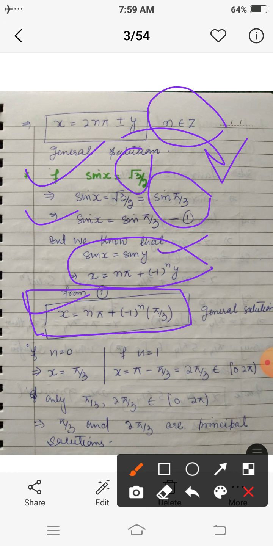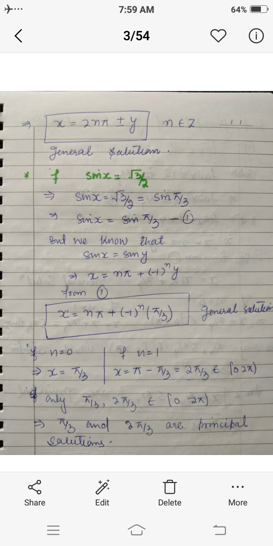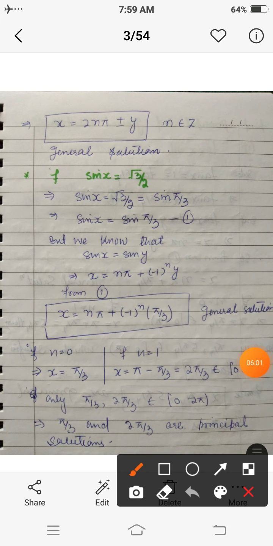So if sin x equals root 3 by 2, it implies that x equals n pi plus minus 1 raised to n, pi upon 3. Now how to find the principal solution? If n is 0, putting n equals 0 in this equation, this equals 0, so it is simply x equals pi upon 3, because minus 1 raised to 0 is 1.